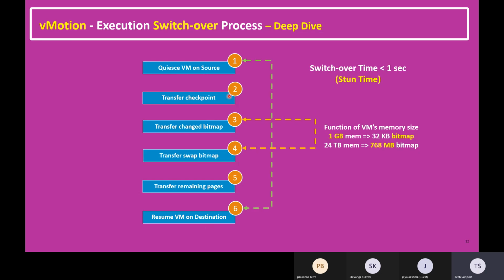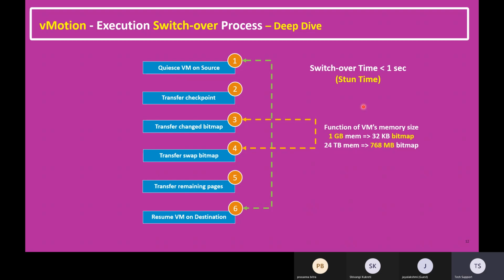Destination means the destination ESX. So from 1 to 6, the switchover time is less than 1 second. And switchover means during that time the VM is in a quasi state, or we call it the stun time. Okay, stun or hold time. So this is an important point. In some interviews you may expect this question.